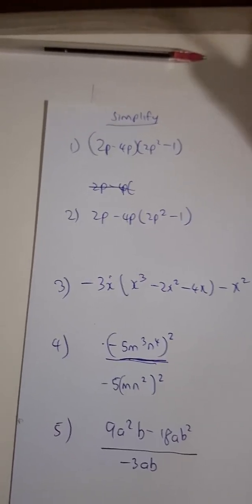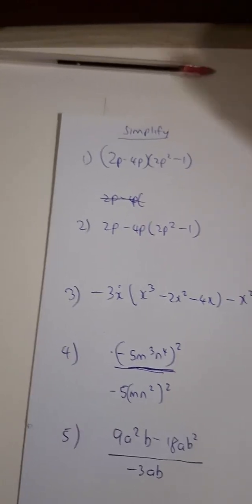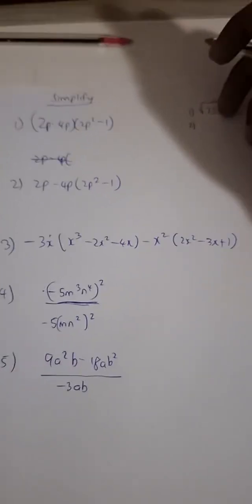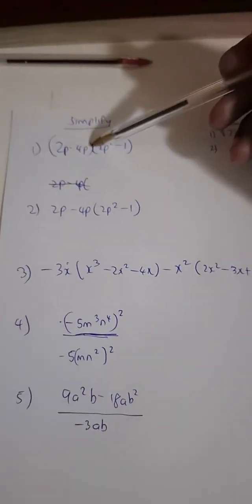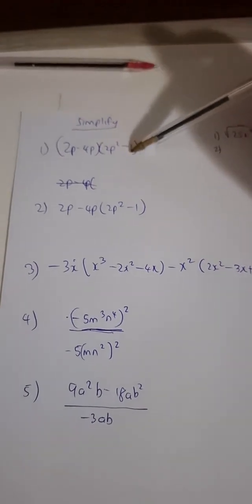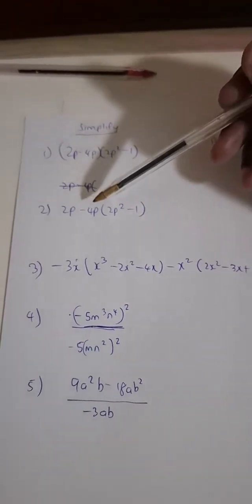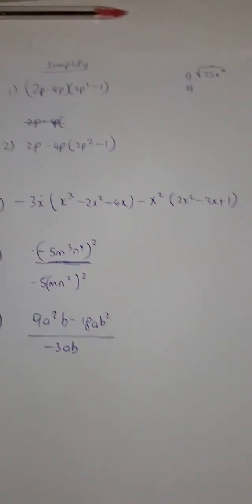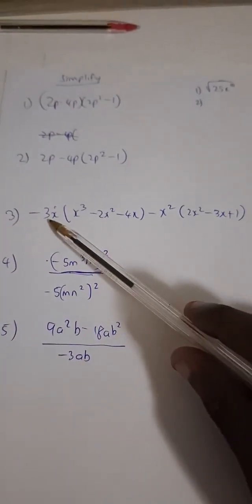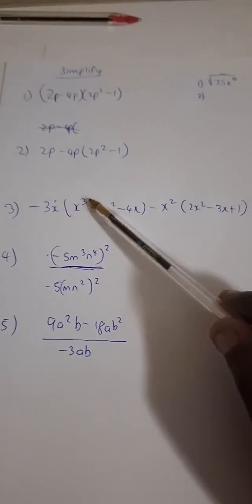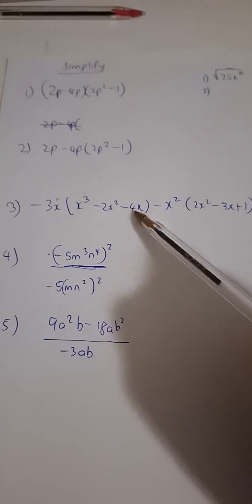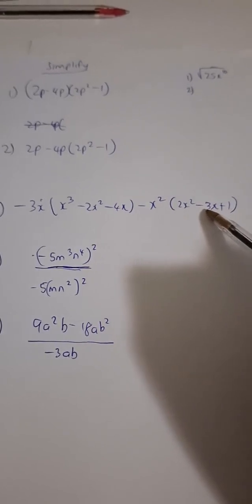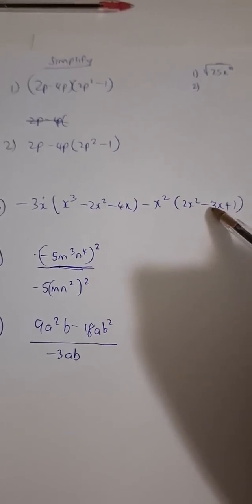I hope you guys have buckled down and you're doing these problems that I'm just writing down here. Yes, please do screenshot, but I want you guys to do these problems now. 2p minus 4p into 2p squared minus 1. Number 3, there it is. Minus 3x into x cubed minus 2x squared minus 4x, close the bracket, minus x squared into 2x squared minus 3x plus 1.